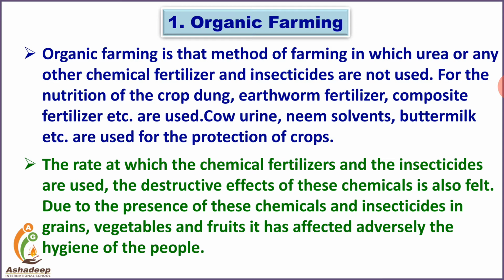At the rate at which chemical fertilizers and pesticides are used, the destructive effect of these chemicals is also felt. As you have been learning this concept for a long time, in science also we have discussed that overuse of different chemical fertilizers and insecticides affects the fertility of the soil. It also kills the natural insecticides that remain in the soil, which are helpful for the growth of good crops.